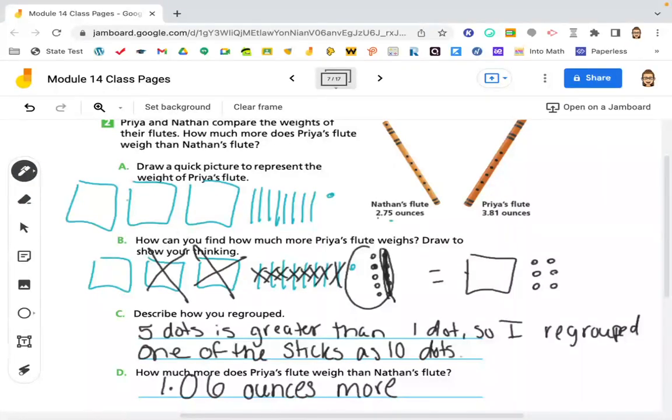And that is all for today's lesson. Hopefully you are now able to use concrete models or drawings to represent decimal subtraction. And remember, in order to be a math person, all you have to do is be a person and do math.